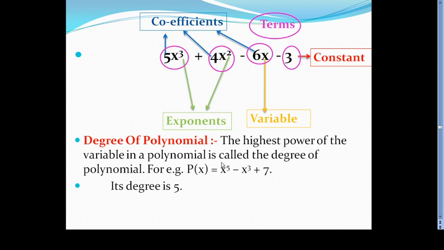So the variable having the highest power, see this is 5, this is 3, if 4 is there, 2 is there, doesn't matter. Why so? Because 5 is greater. So what is the degree of the polynomial? It will be 5. Okay. So degree is the highest power of the variable. The variable that has the highest power, that power is called the degree of the polynomial.